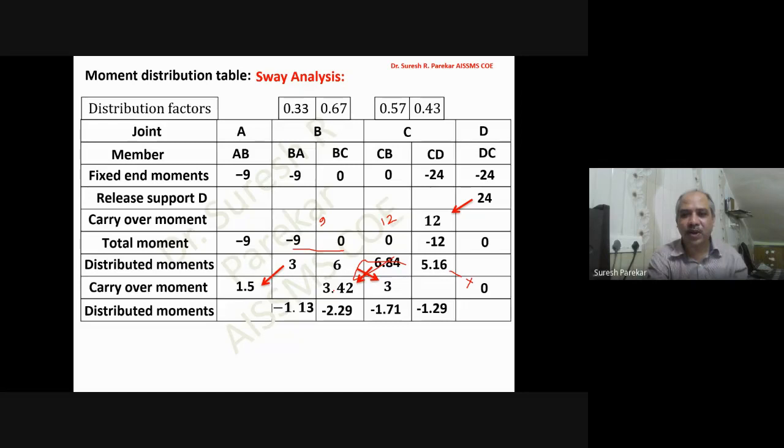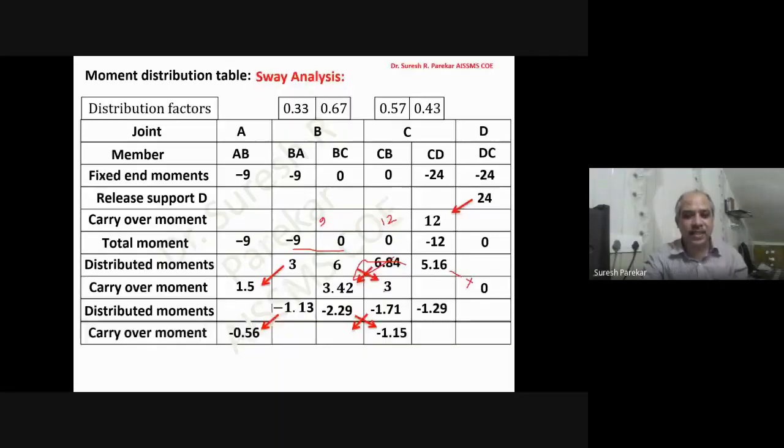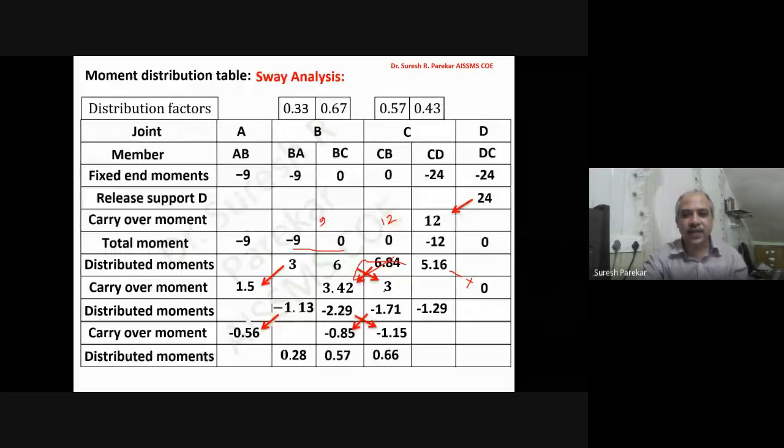Minus 3.4 is unbalanced, so minus 3 we have to go for this. And then we are going to carry over the moment. So we have half. Now values are in decimals, so 0.56 likewise. So we will go again for one distributed moment. So now we are with 3, and then we are with final moments.